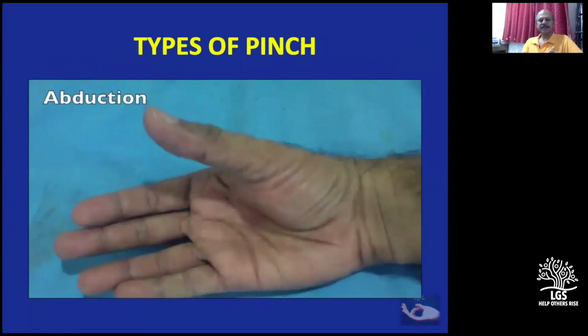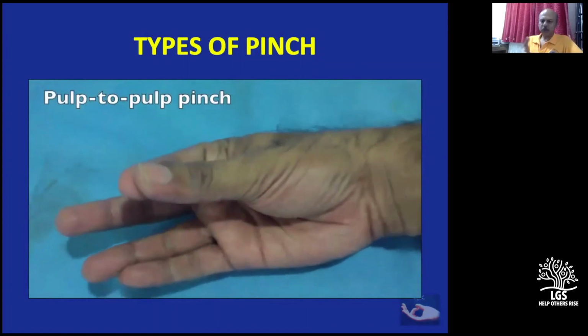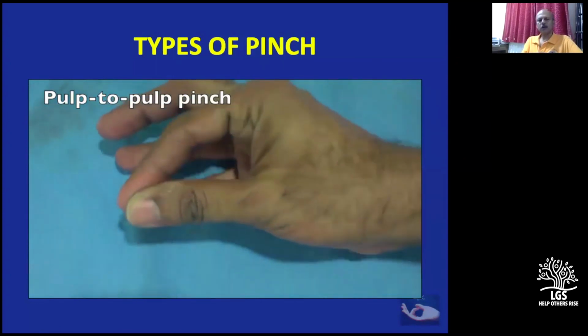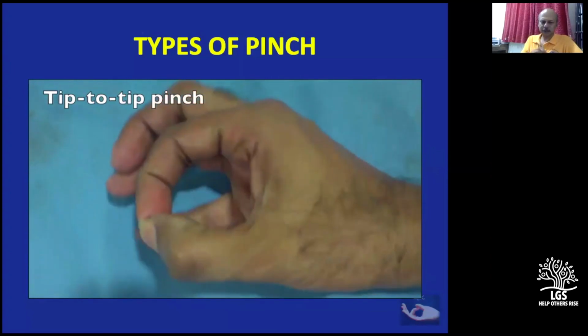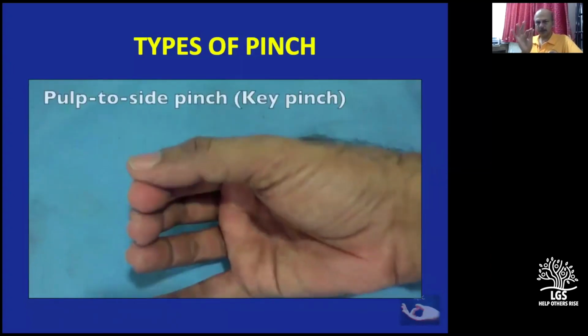So here, this is abduction. Then it goes in for flexion. Then you can see the thumb is turned. So it goes in for pronation to cause a pulp to pulp pinch. This is called the tip to tip pinch. This is not ideal. We are supposed to get a pulp to pulp pinch.